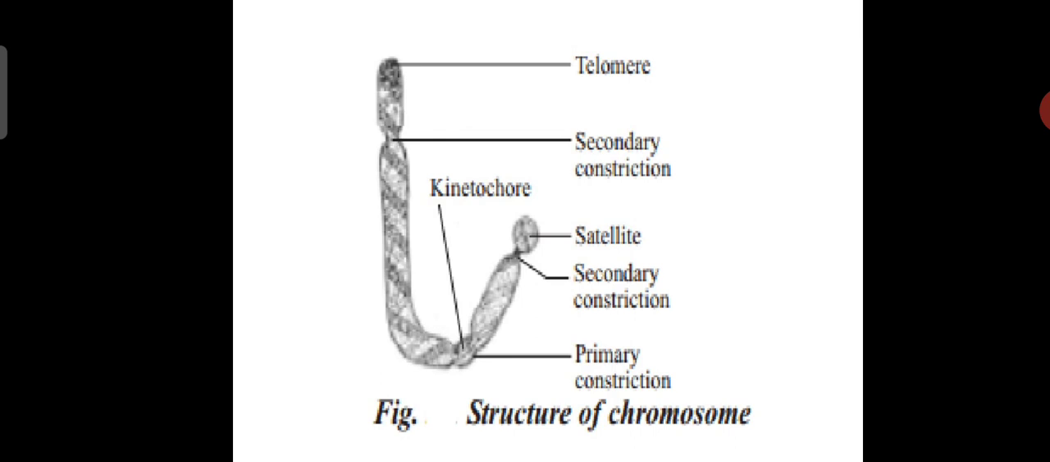So here you can see the normal structure of a chromosome, which has two rod-shaped chromatids, right, which have a centromere or primary constriction, and at one point it has a secondary constriction. Above the secondary constriction is a bulb-like structure called a satellite. On the top of the satellite you have the telomere.